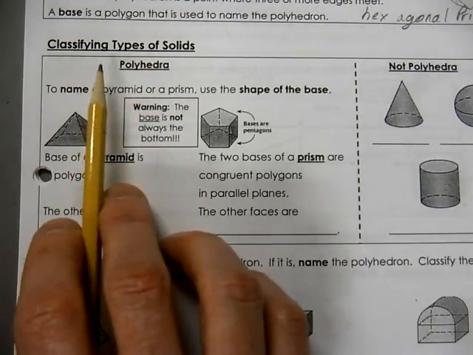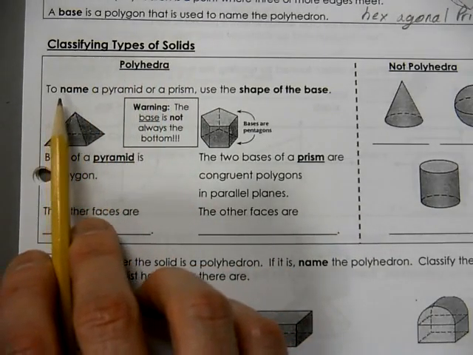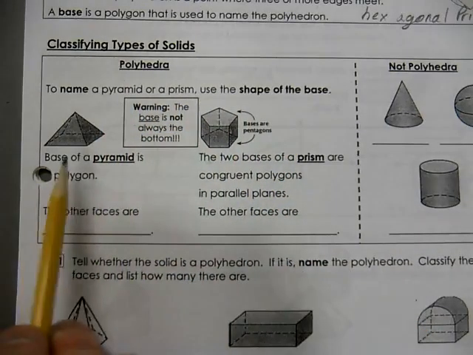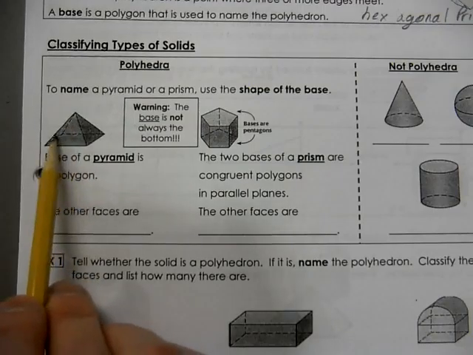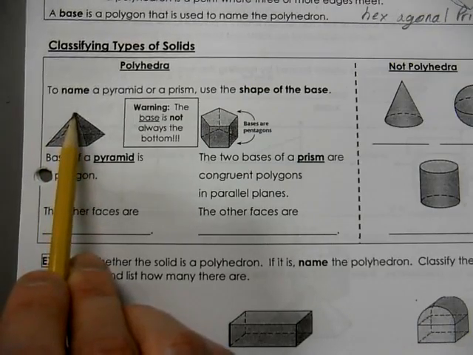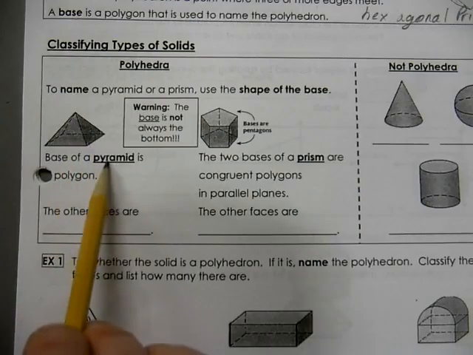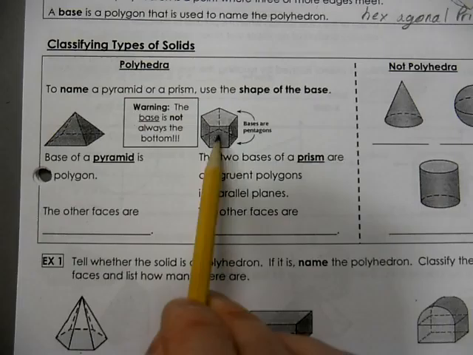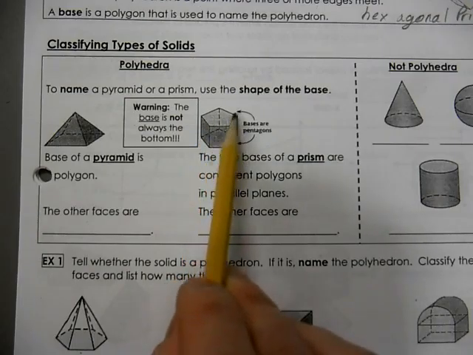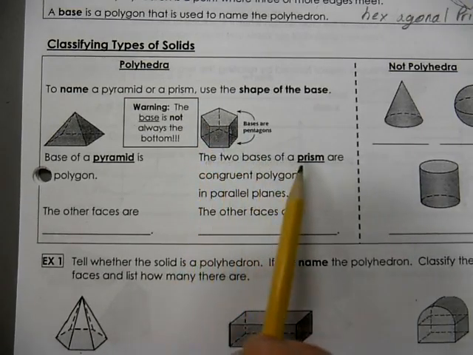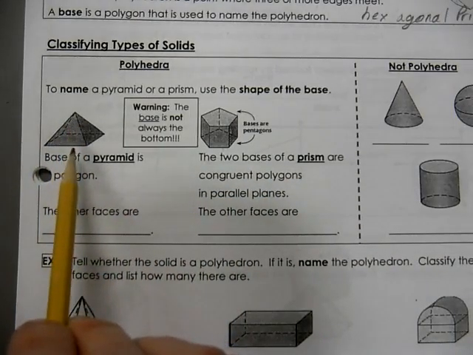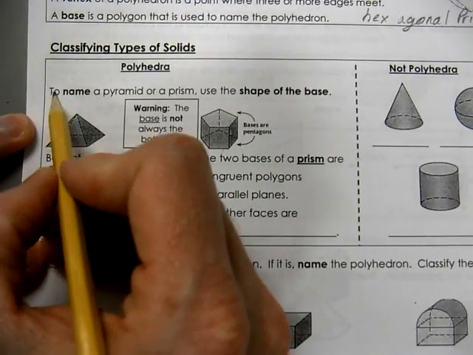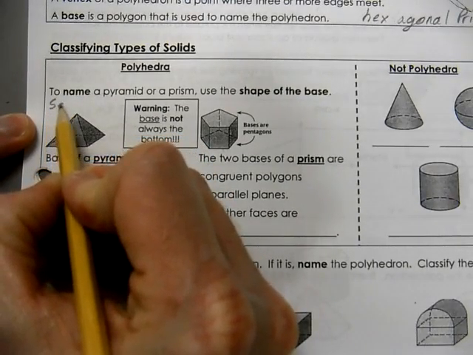So we're going to classify what our solids are. To name a pyramid or a prism, we're going to use the shape of the base. So notice here we are meeting up at a single point. So we know that this is going to be called a pyramid. Here we have two bases that are parallel to each other and the sides are rectangles. So that's going to be a prism. If it comes to a point, you're a pyramid. In this case it would be a square pyramid.